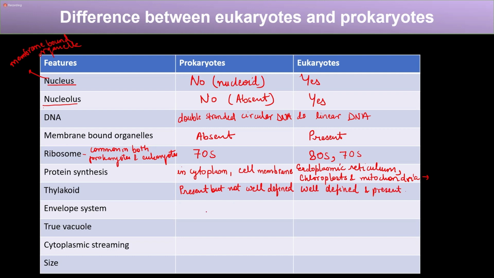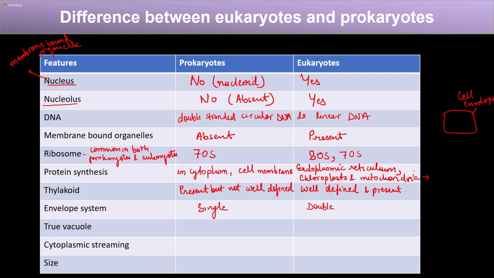Now, if we talk about the envelope system. So what does the envelope mean? It means the outer covering, or a covering. So this is the envelope. In prokaryotic cells, there is only one envelope, that is the cell envelope. If you remember, the prokaryotic cell has a cell envelope of 3 layers. So prokaryotic cells have a single envelope system, while eukaryotes have a double envelope system.